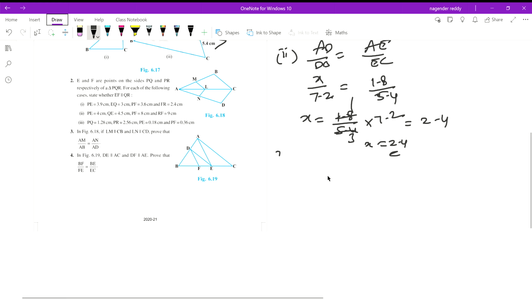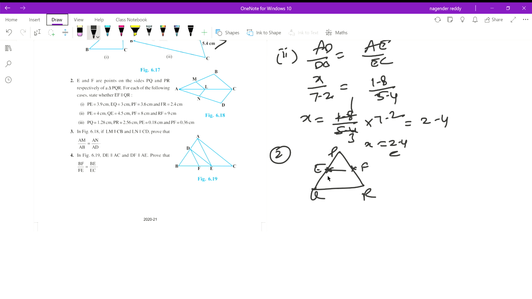The second question is asking: E and F are points on the sides of triangle PQR. Suppose PQR is a triangle, and in each case E and F are the 2 points. Now we have to find whether EF is parallel to QR or not. Now we'll follow the condition. We should check whether the condition PE by EQ is equal to PF by FR holds or not.